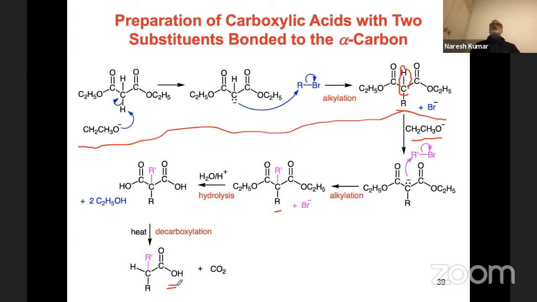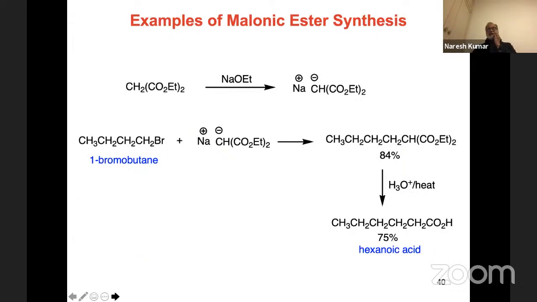So it's a really useful reaction in not only making normal carboxylic acid, but also can make substituted carboxylic acids as well using this malonate alkyl halide chemistry. Now let's look at some real example here and see what products you're going to get. And I'm going to ask you a question after a couple of slides and see if you can come up with the answer by yourself.